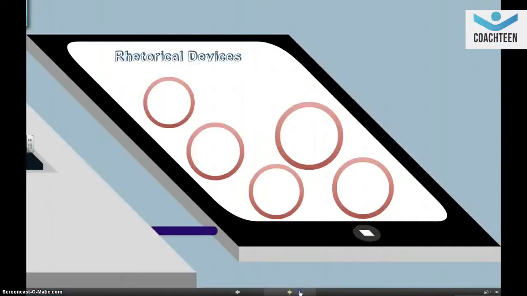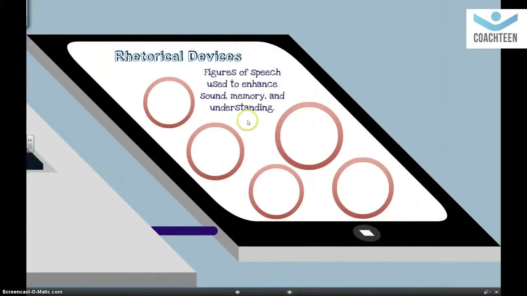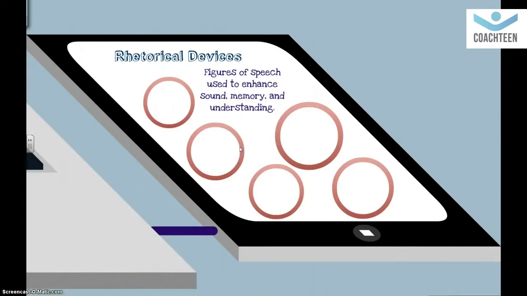So today we're talking about rhetorical devices, and these are different devices you can employ in writing that are used to enhance sound, memory, and understanding. So the things I'm about to show you will add to the sound of your writing, especially with speeches or informational text, and it'll help people remember what you say.